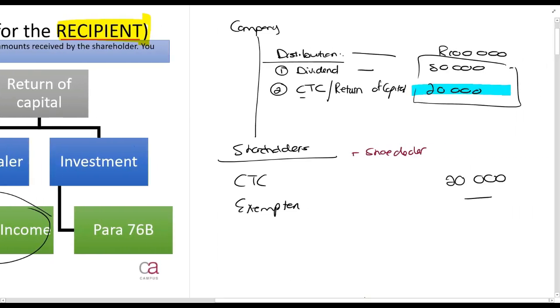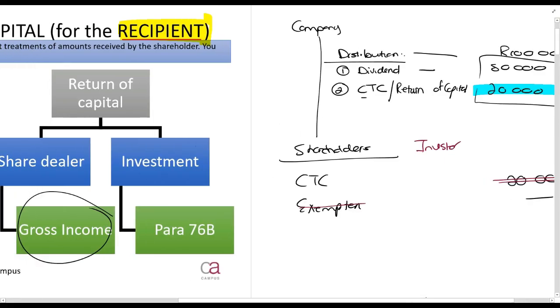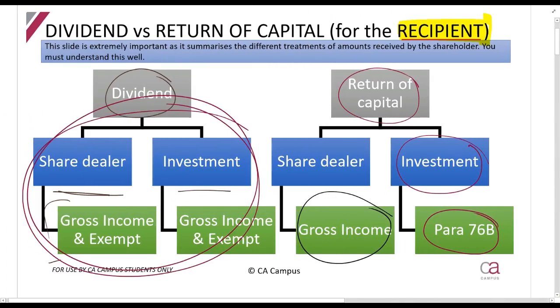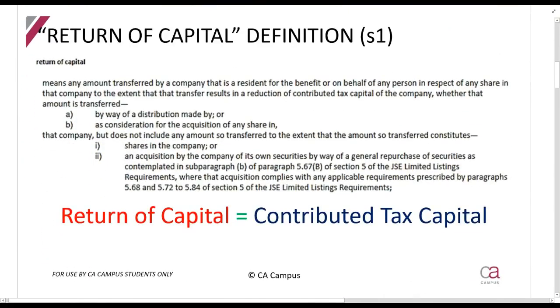Then, if you are not a share dealer, but you're now an investor, then you will not include the amount in that way. And there's obviously not an exemption. What you'll do is you will apply a section called paragraph 76B. So make sure you see now, this applies if you are holding shares as a capital amount and it's for the return of capital. What does paragraph 76B tell us to do? Okay, we're going to talk about that now. So we're climbing into that now.